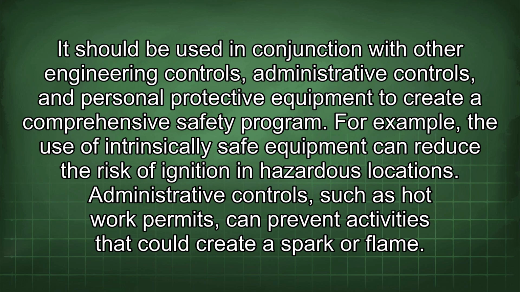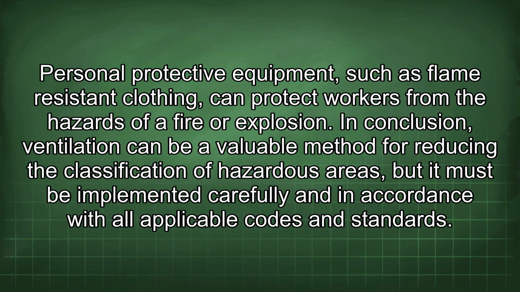For example, the use of intrinsically safe equipment can reduce the risk of ignition in hazardous locations. Administrative controls, such as hot work permits, can prevent activities that could create a spark or flame. Personal protective equipment, such as flame-resistant clothing, can protect workers from the hazards of a fire or explosion.